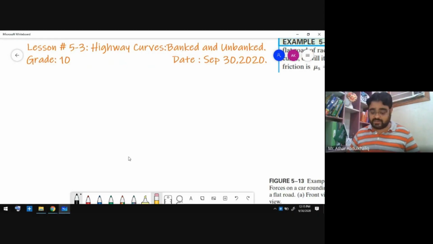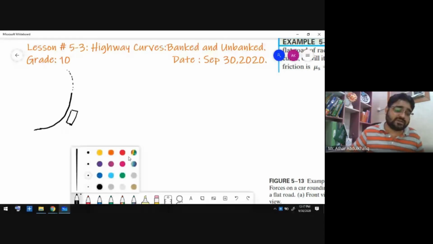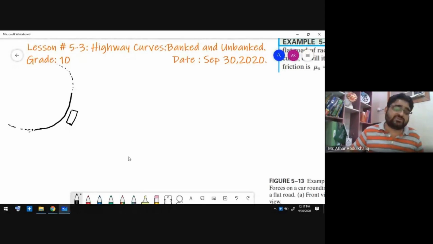For example, this is the path of the road when the car is taking a turn. And consider that this is your car, exactly. So let us consider this is the car. If we complete this track, it seems like a circle, and the distance from the car center toward this will be the radius of the circle.